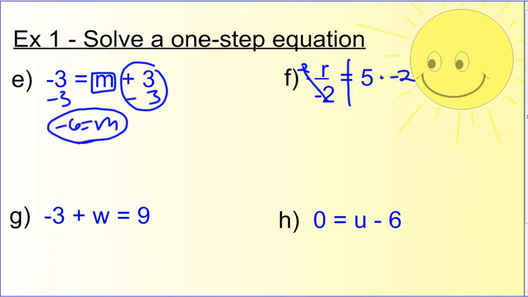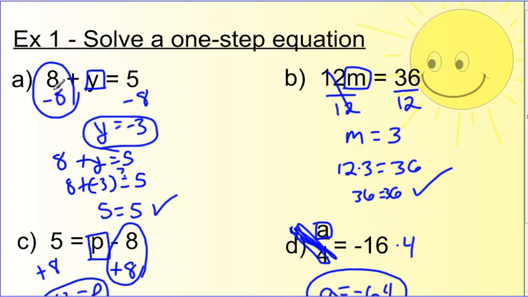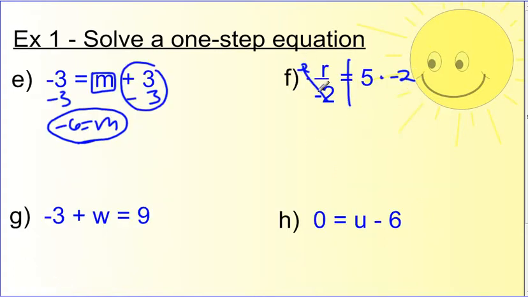If I go back to the other page, minus by 8 on one side, minus by 8 on the other. Divide by 12, divide by 12. Plus 8, plus 8. You always do everything to both sides of the equal sign. Alright, so these canceled. We get r equals, and 5 times negative 2 is negative 10. Letter G.